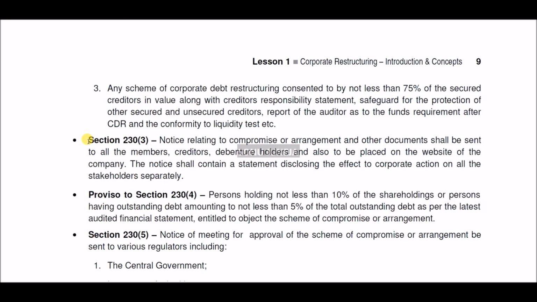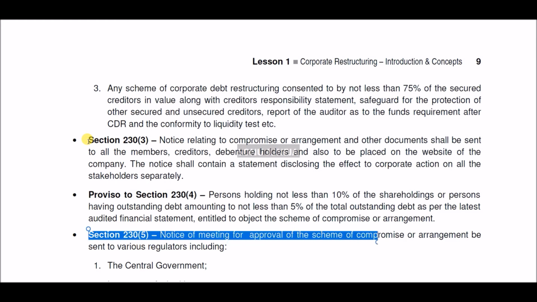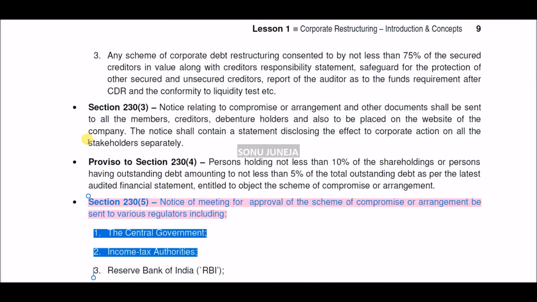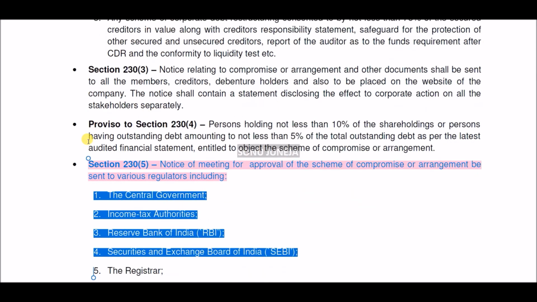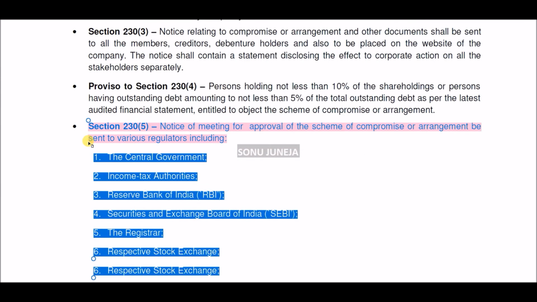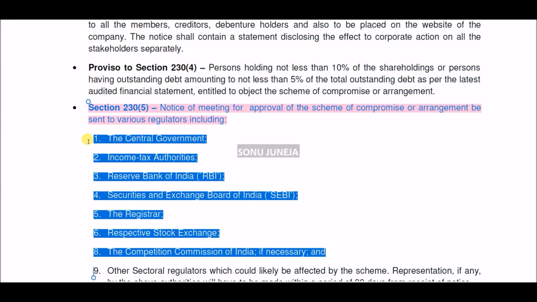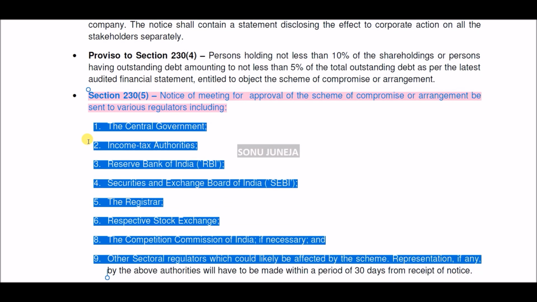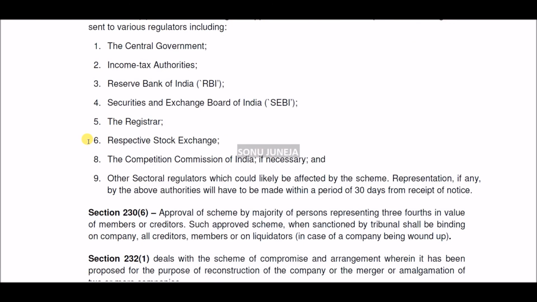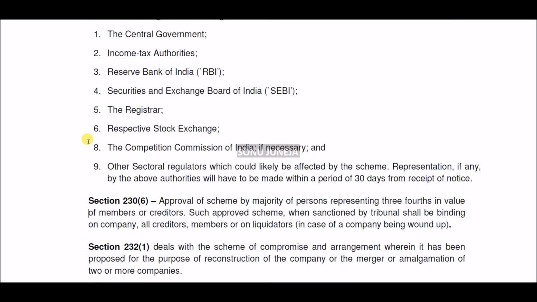Now section 230 subsection 5: notice of the meeting for approval of the scheme of compromise or arrangement goes to various regulators including the Central Government, Income Tax, RBI, SEBI, Registrar, the respective stock exchange, CCI, and any other as may be specified. So this will be taken into consideration. Then these authorities are supposed to reply within 30 days from the receipt of notice.